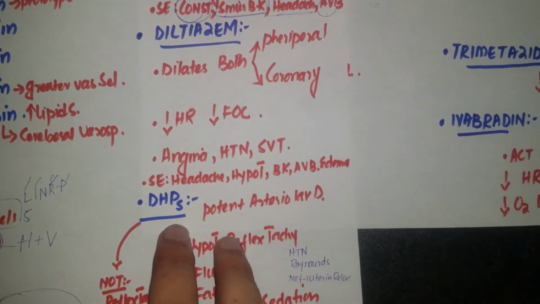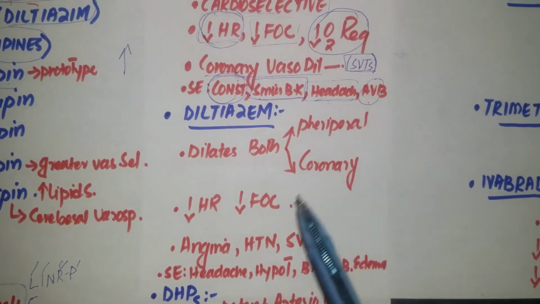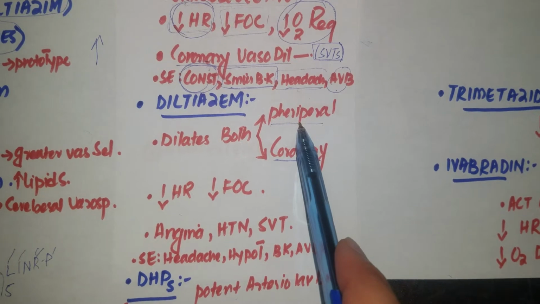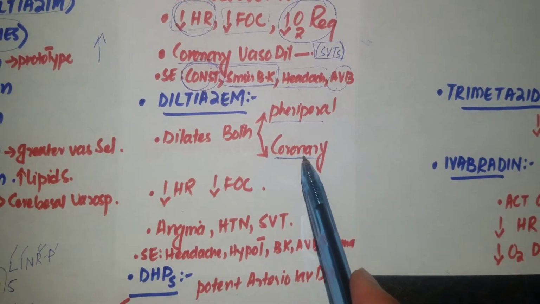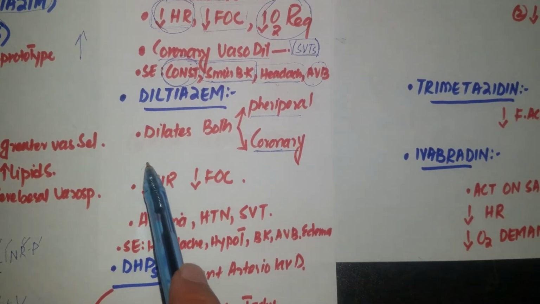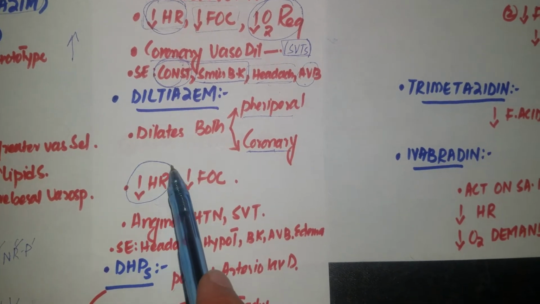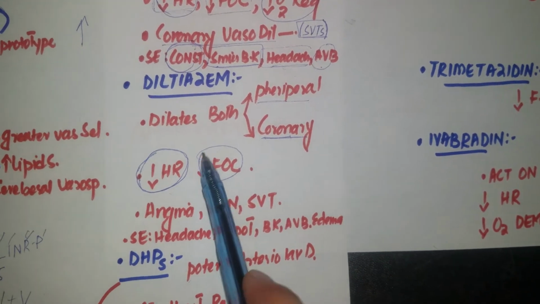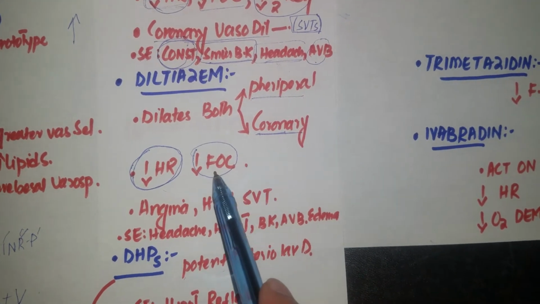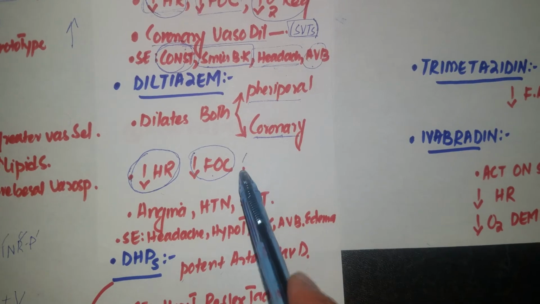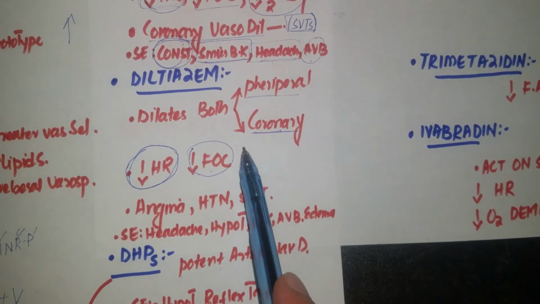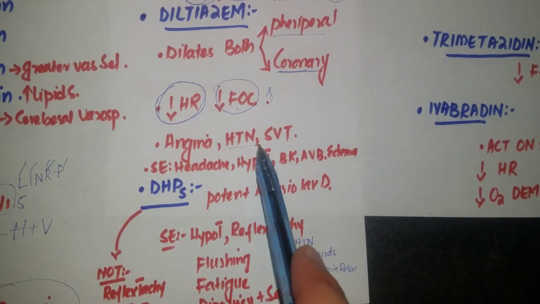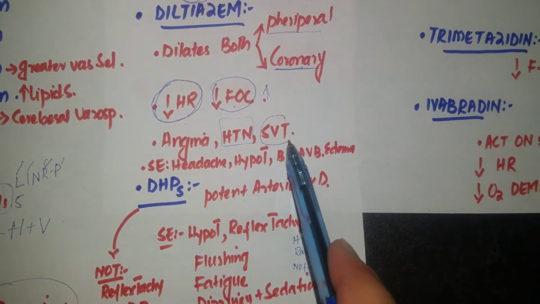The second one is diltiazem. Diltiazem has both peripheral and coronary action, meaning it acts on peripheral vessels for vasodilation and also on coronary vessels. It also acts on the SA and AV node and thus decreases the heart rate and also the force of contraction. So the mechanism is the same. When the force of contraction and heart rate are low, there will be less requirement of oxygen. It is also used in hypertension and supraventricular tachycardia.